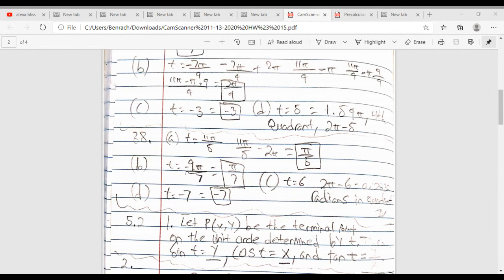Right, counterclockwise. So which quadrant does this angle end in? Is it like the fourth? If in the first quadrant, that means this angle is less than 2 pi. Is 11 pi over 5 less than 2 pi or bigger than 2 pi?